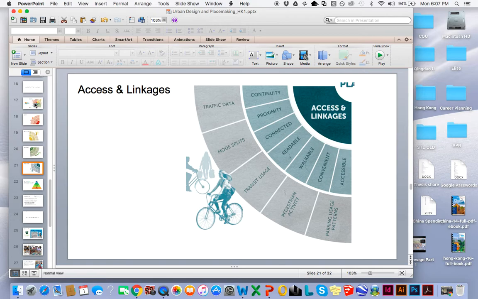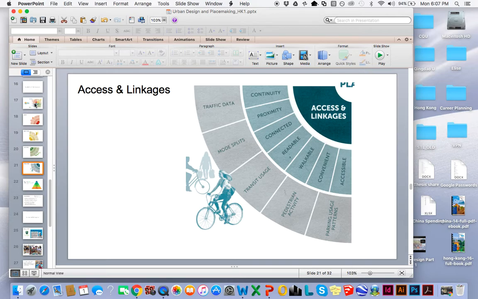And then finally, we have access and linkages, which is basically about public transportation. So you might look at the traffic data and see how congested it is or what times of day are peak times. Mode splits is an engineering term that's used to identify how long it takes people to pass through a particular point on the street. Transit usage can be tracked. For example, the MTR, because you swipe in and then you swipe out, they can know which stations have the highest usage and at what times of day, and how far most people are traveling between stations.